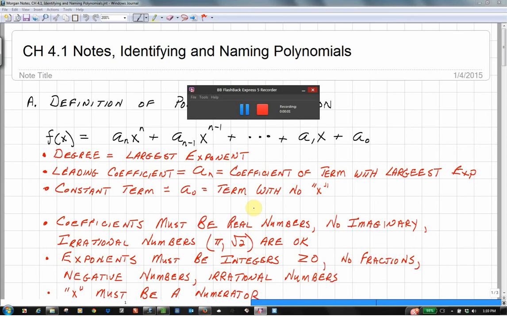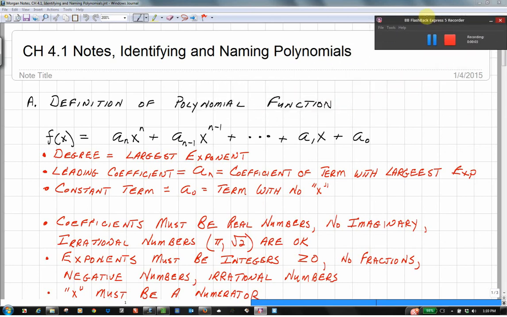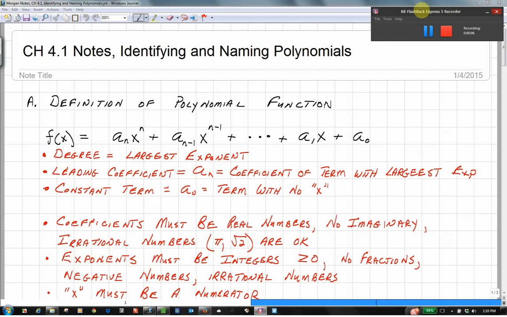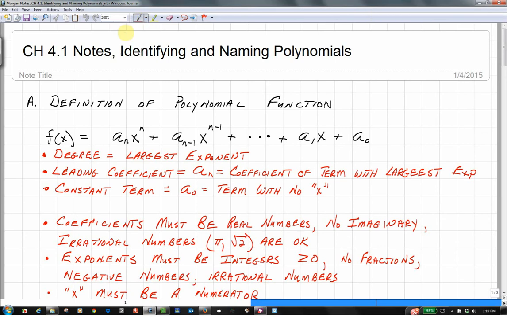Okay, the first part of this lecture is going to be identifying and naming polynomials. Now, what is a polynomial? So what we've done so far is we've been dealing with quadratics. That's where the equation that we have will have a squared term. Now we're going to have equations that have cubic terms, fourth power terms, stuff like that.